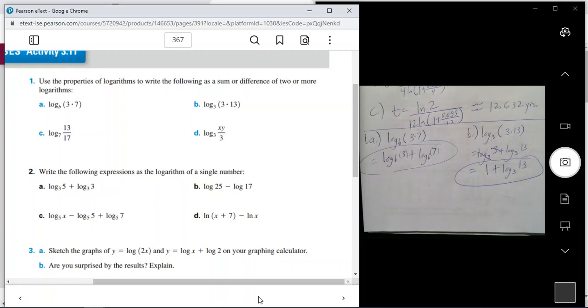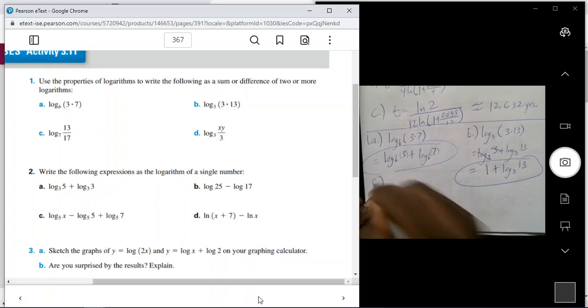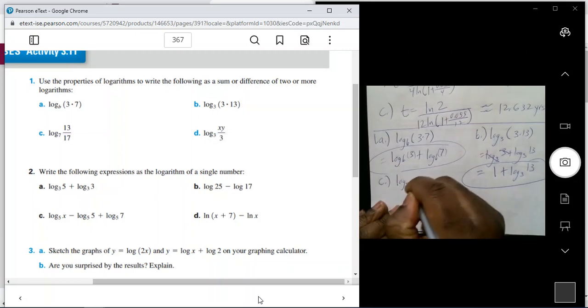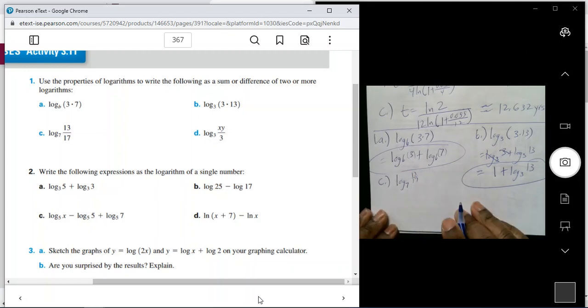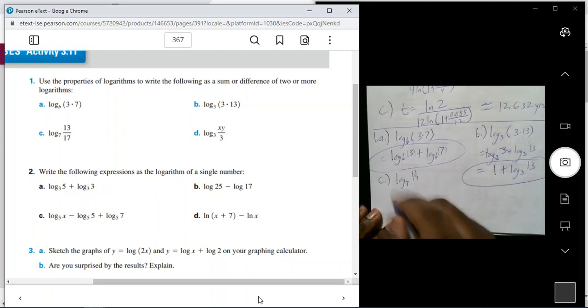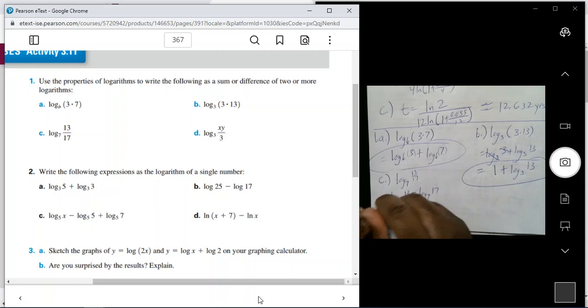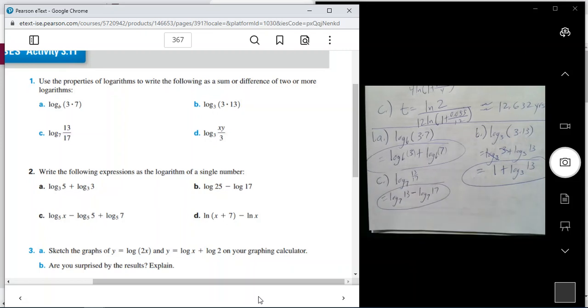Okay, now we come here to C. C, we have log base 7 of 13 over 17. So we have log base 7 of 13 minus log base 7 of 17. And that will be your final answer.